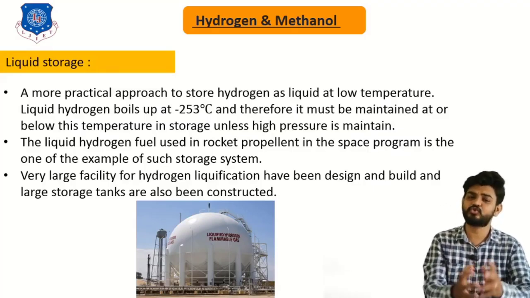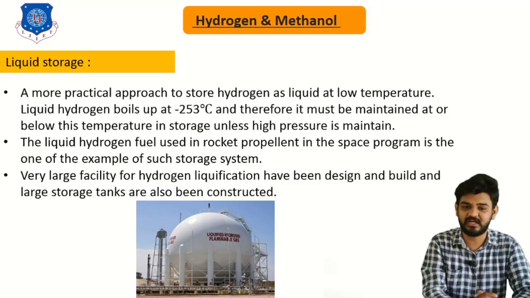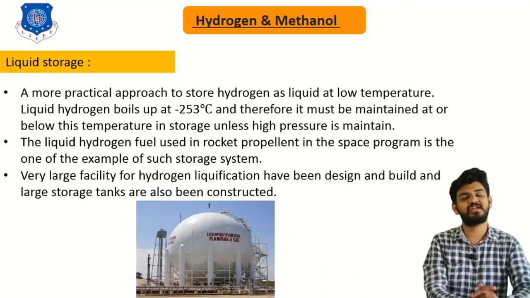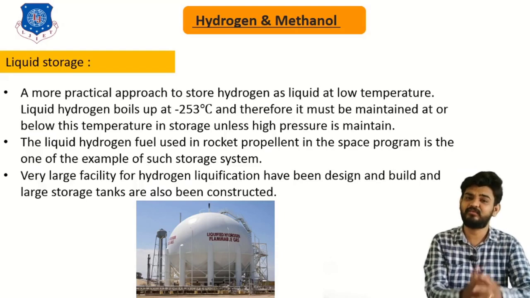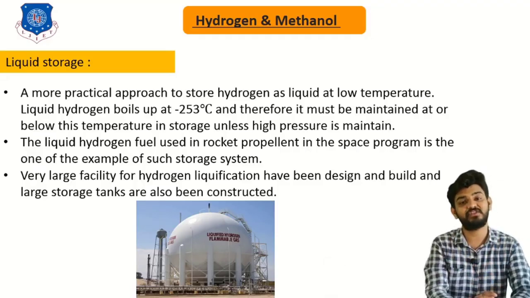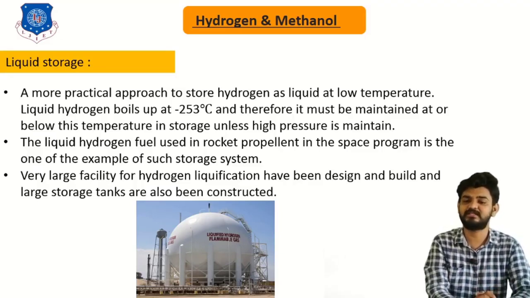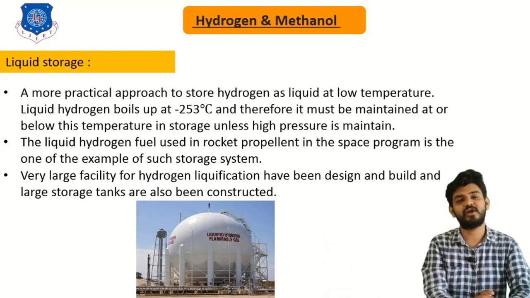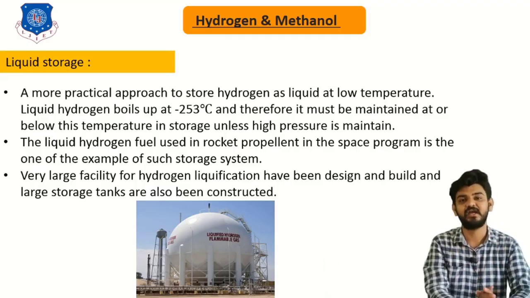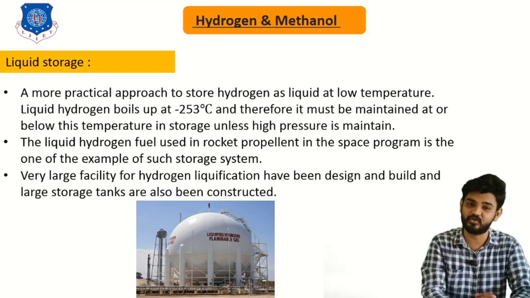A more practical approach is to store hydrogen as a liquid at low temperature. Liquid hydrogen boils at -253 degrees Celsius, and therefore it must be maintained below this temperature in storage unless the pressure is maintained. So either we can maintain the liquid hydrogen by temperature or by pressurizing it, since its boiling point is very low, around minus 253 degrees Celsius. Liquid hydrogen fuel used in rocket propellers in the space program is one of the best examples of hydrogen storage for such systems. Large storage of liquid hydrogen is also designed and constructed in some parts of the world. Here you can see how one spherical tank stores the liquid hydrogen.